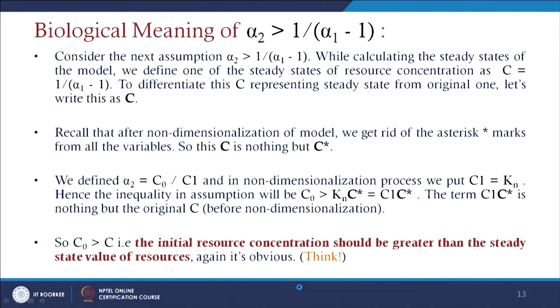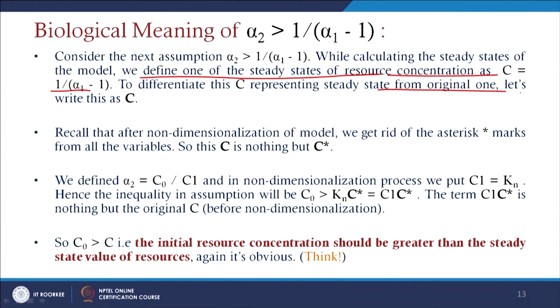So, if you just go for this biological meaning of alpha 2 greater than 1 by alpha 1 minus 1 here. So, consider this assumption, alpha 2 greater than 1 by alpha 1 minus 1. While calculating the steady states of this model, we define one of the steady states of the resource concentration as C equals, suppose, 1 by alpha 1 minus 1 here.